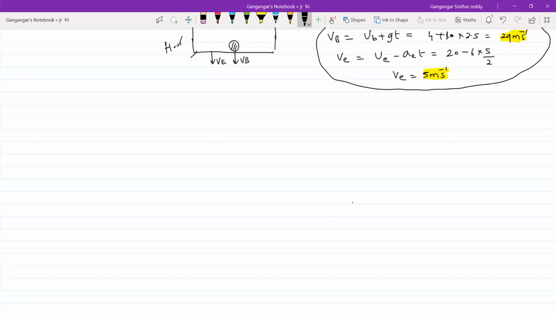VB and VF, the equations you wrote down are absolute velocity equations. Yes, with respect to the ground, these are not relative velocities. They're absolute velocities.